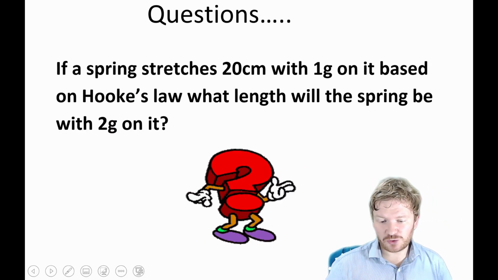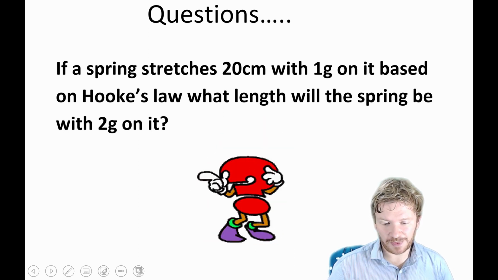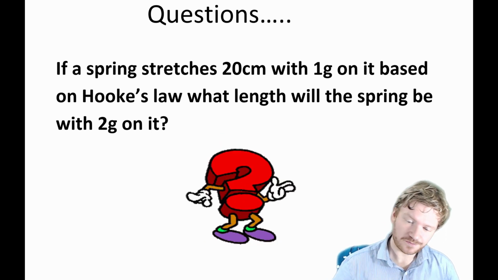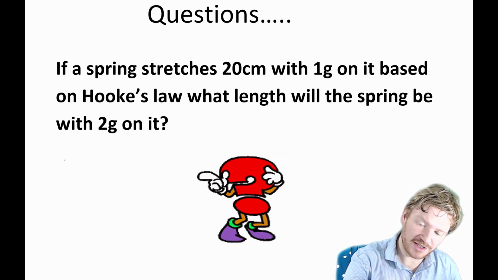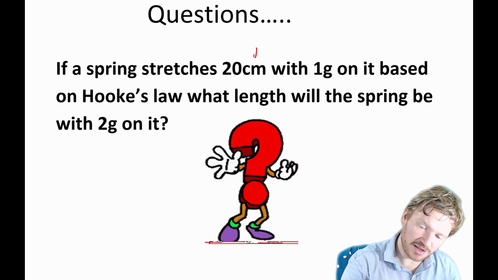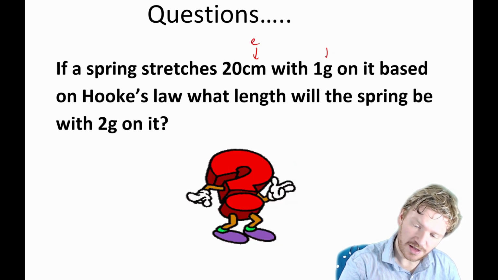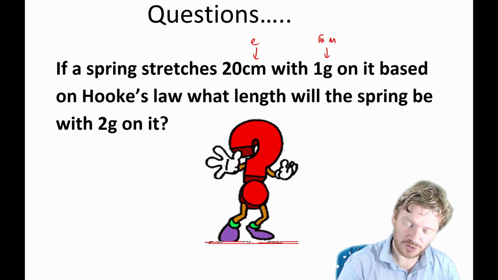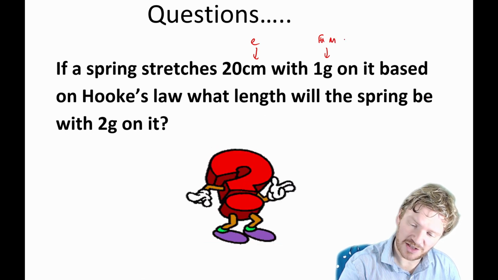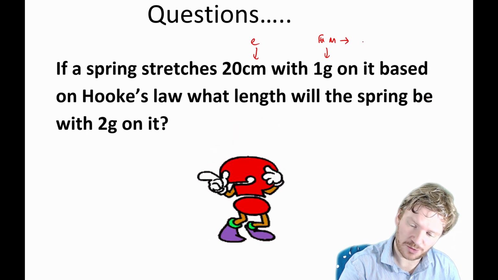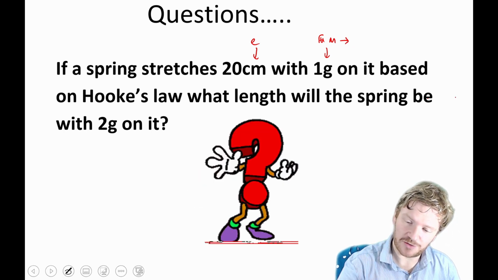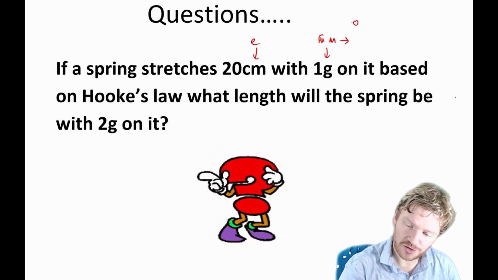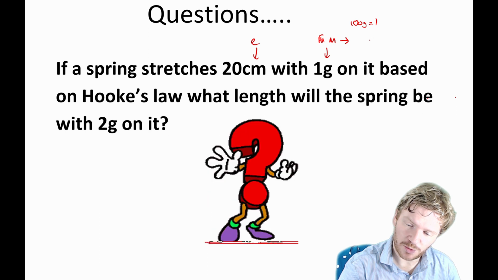If a spring stretches 20 centimeters with 1 gram on it, based on Hooke's law, what length will the spring be with 20 grams on it? So this is quite cool. Initially, this will be my extension, and this will be my force. Well, this won't be a force, this will be a mass. It's quite an evil question, because I need to know from what mass do I get a force. So 100 grams gives me 1 newton.